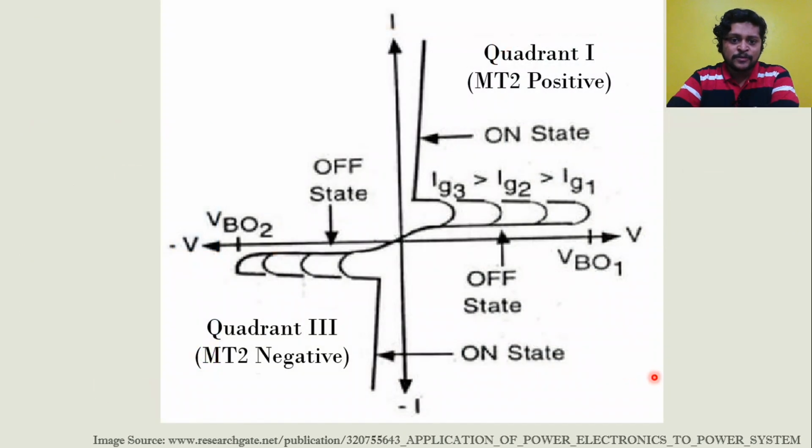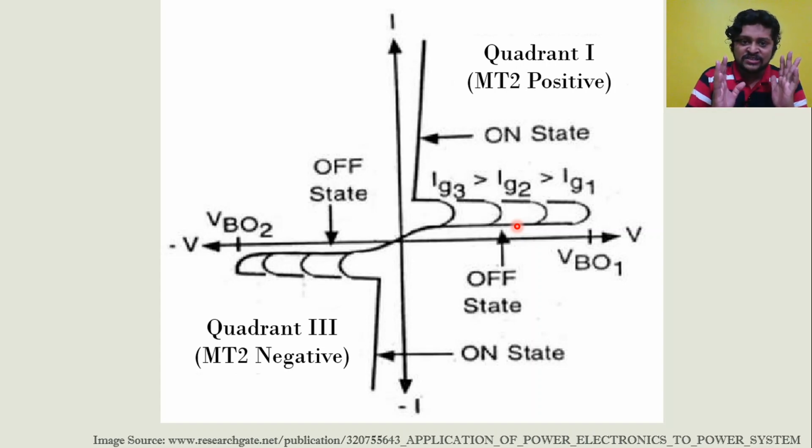Let's see the characteristic. Now in this mode 1, the MT2 is connected to the positive potential. So we can clearly see that we are in the first quadrant, in which as soon as the device goes in on state, there is an exponential rise in current which we have observed. Now as we increase the gate current, as we can clearly see from the graph, suddenly the turn on point of the TRIAC goes on decreasing, similar to the SCR with the gate terminal.